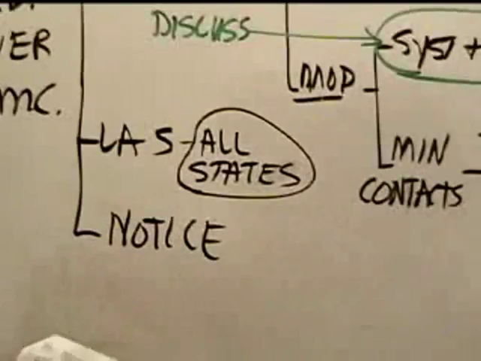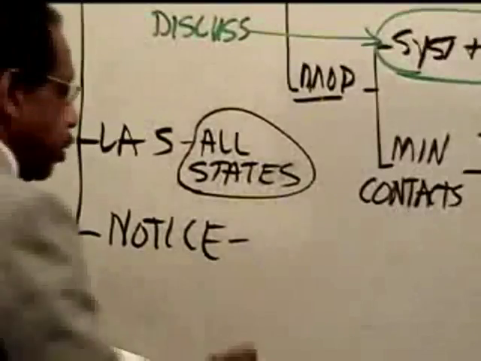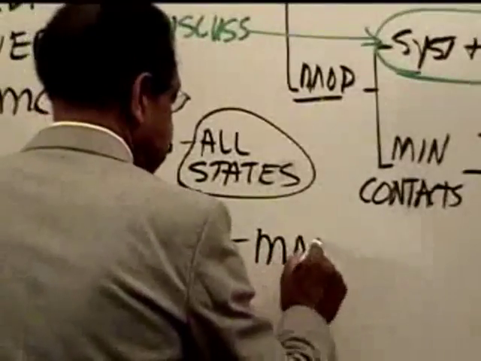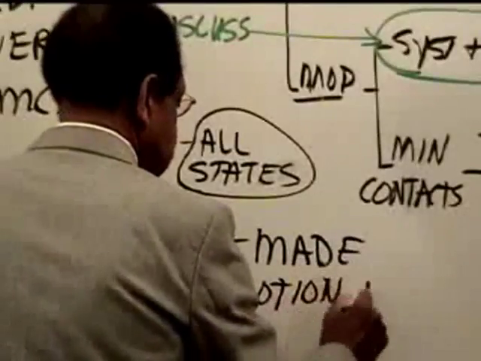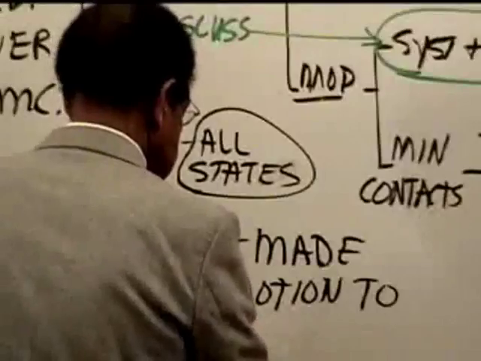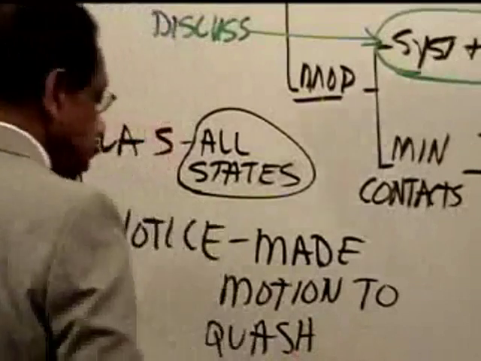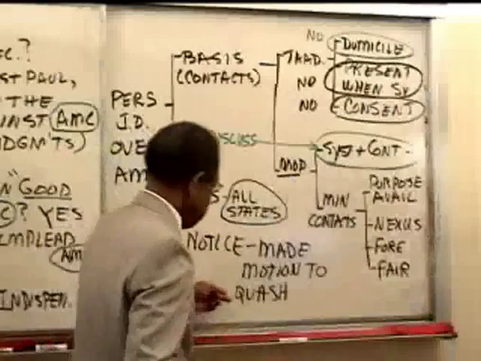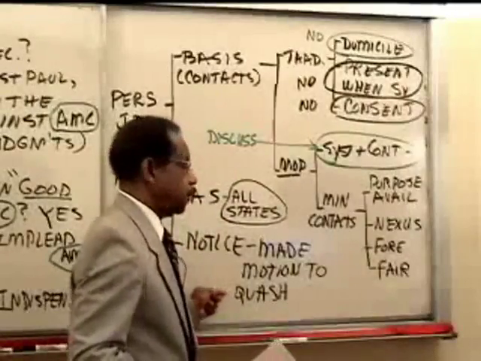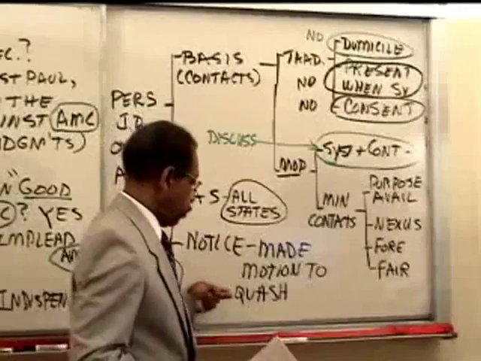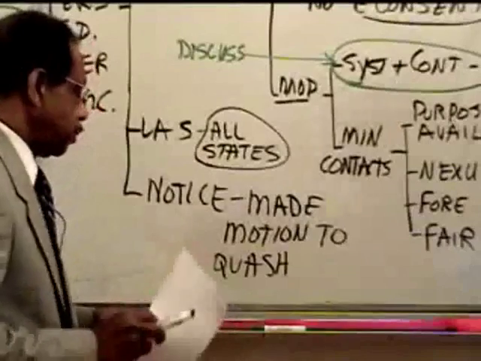And notice, apparently AmCorp got the notice because they made a motion to quash the summons and service. This motion to quash almost sounds like slang, but this is the formally correct label for what you do when you claim that the court does not have personal jurisdiction, motion to quash.